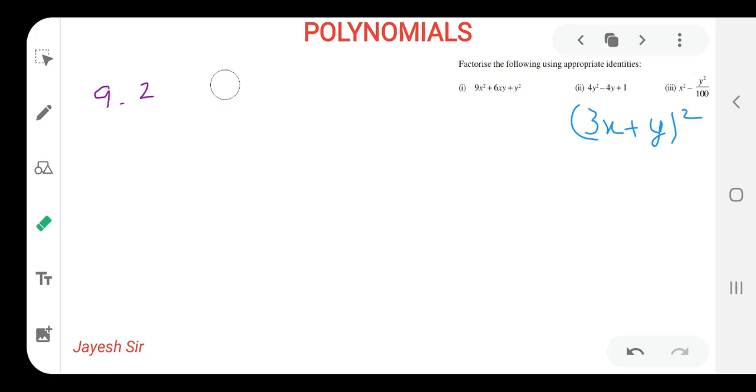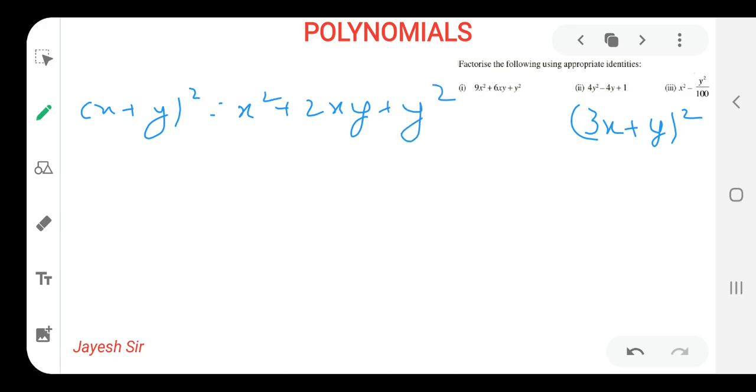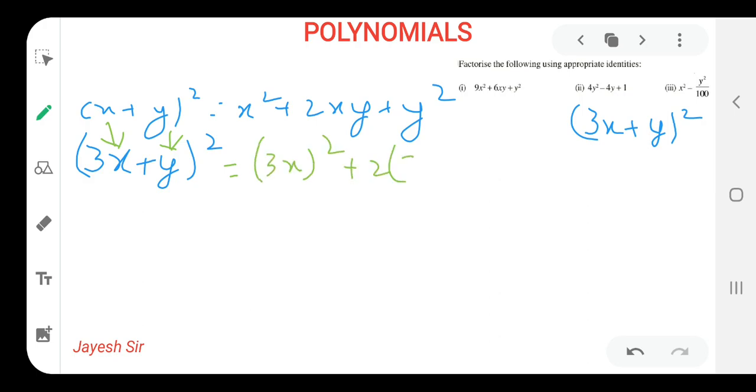Yes friends, by the same formula we have to do it. That means x plus y the whole square is equal to x square plus 2xy plus y square. I hope you all are getting it. Now we just have to put the value of 3x plus y the whole square. We have supposed x as 3x and y as it is. So we just place the value of x: 3x square plus 2, as it is, x means 3x, y means y itself, and here it is y square. Yes, I hope you all are getting it.